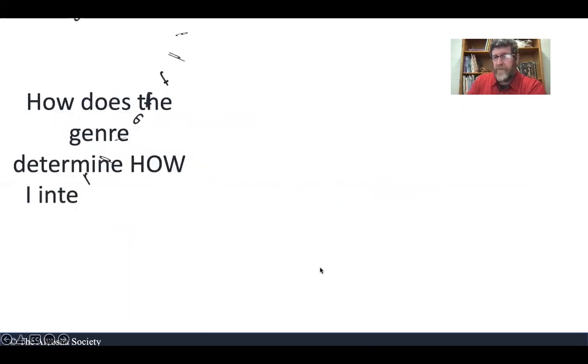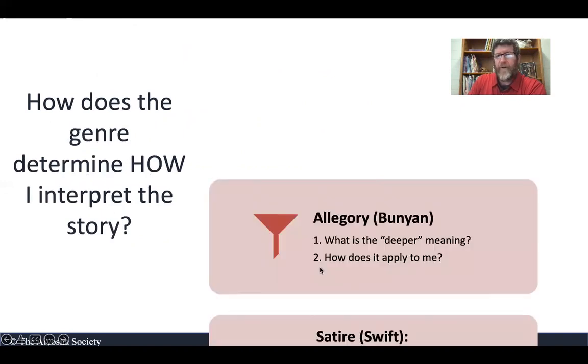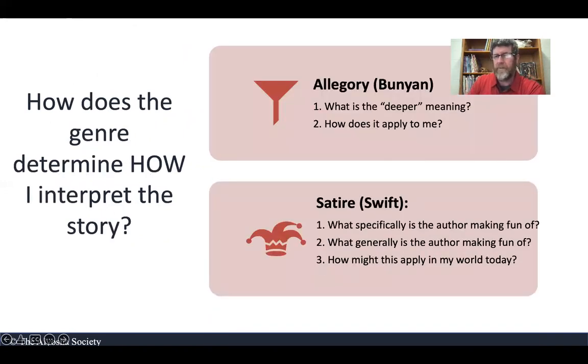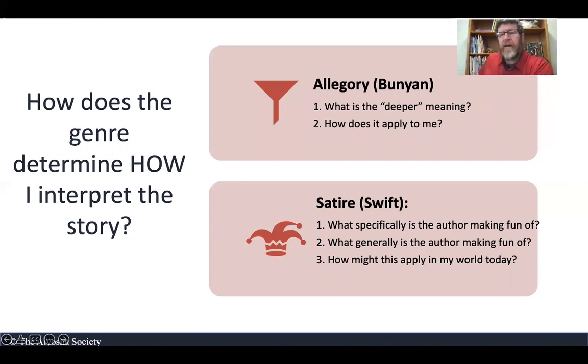We're in our second book here, Gulliver's Travels, and we have already covered one book. Well, it was a very different genre, wasn't it? So notice on the top here, I have allegory, which was the genre of John Bunyan's The Pilgrim's Progress. What are the rules of allegory?